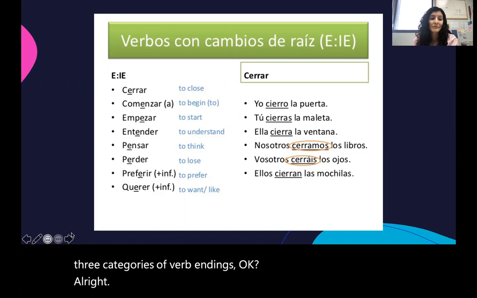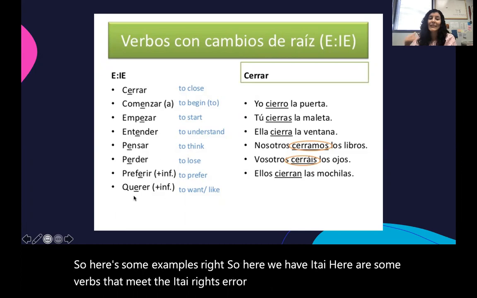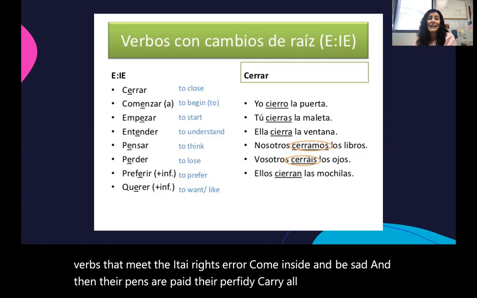Okay. So here are some examples. Here we have E to IE. Here are some verbs that meet the E to IE: cerrar, comenzar, empezar, entender, pensar, perder, preferir, y querer. All of those are going to have E to IE, are going to be in that group.